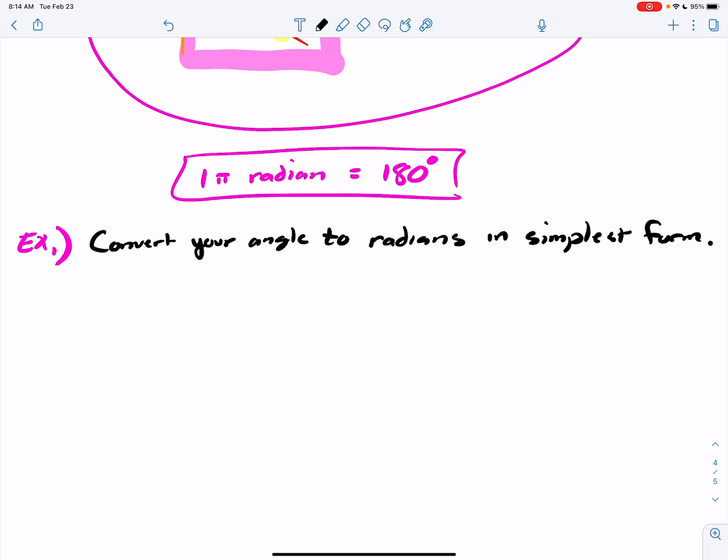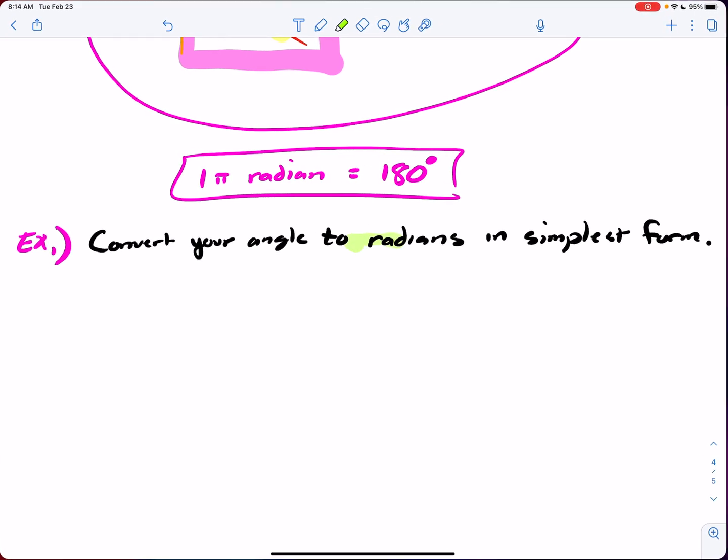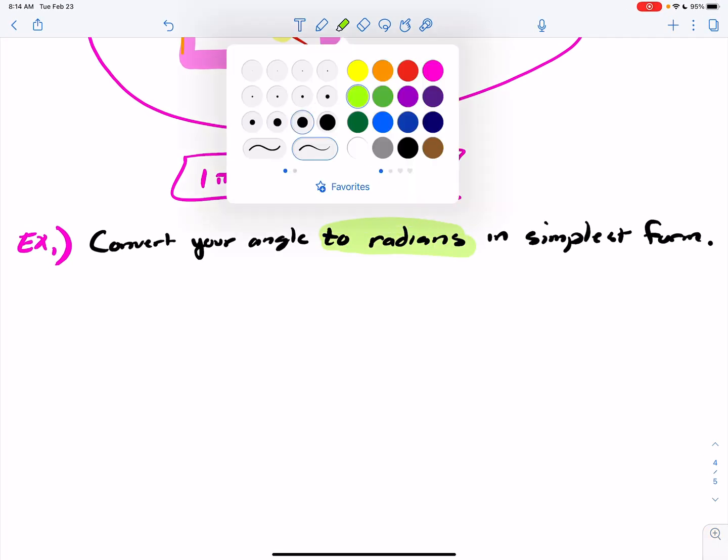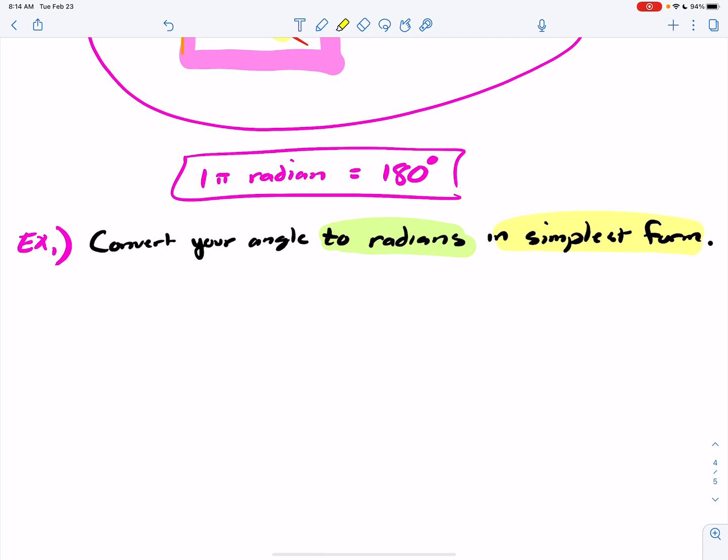Okay? So first off, what do we want to do, right? We want to convert our angle to radians. And we want to make sure that our answer is in simplest form, meaning that everything is reduced. Okay? Most of the time, you guys are going to be dealing with fractions. All right? Okay, so here we go. So I'm going to do a bunch with you guys. Let's say I gave you 30 degrees. That little circle at the top, it kind of looks like an exponent. That's degrees, okay?